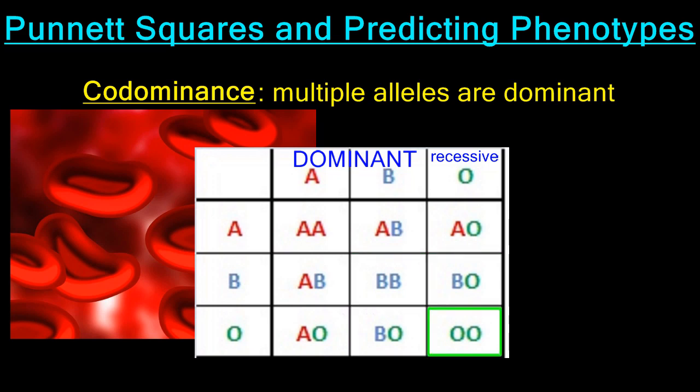The only way to have type O blood is to be homozygous recessive for type O blood, having the genotype OO. The A allele and B allele are codominant, so if a person receives an A allele from one parent and a B allele from the other parent, then they will show properties of both and have type AB blood. Do you know your blood type?